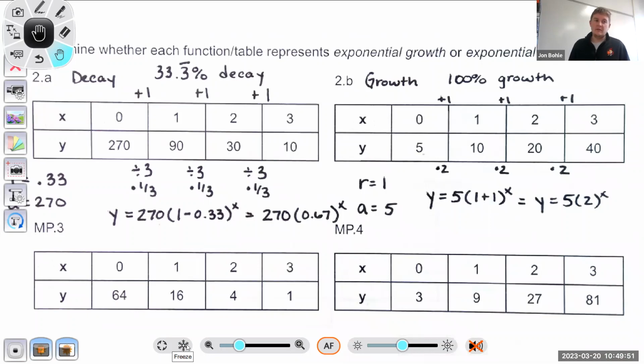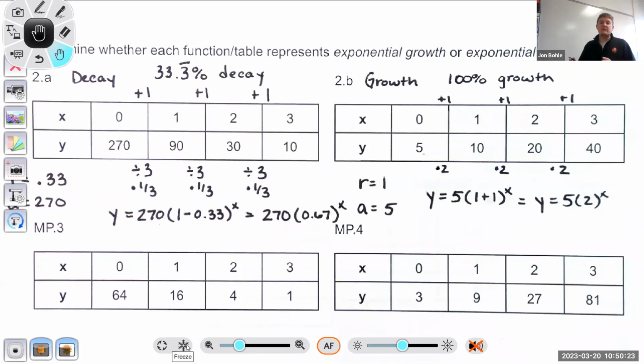What would tripling be? Tripling is actually 200% growth. What would quadrupling be? 300% growth. What would multiplying by 5 be? 400% growth. It's weird how that works. It even throws me off.